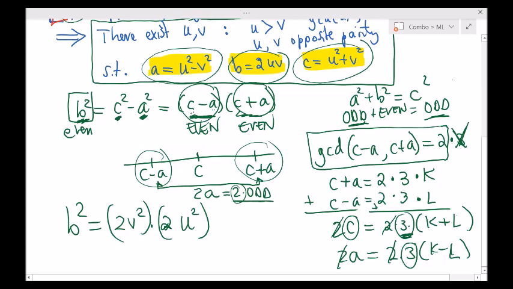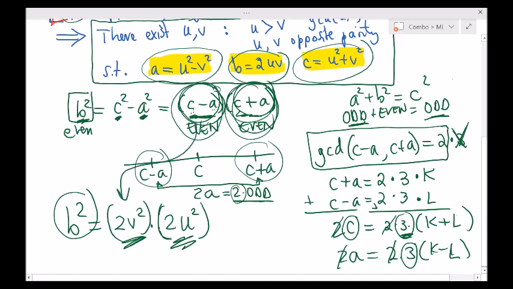Okay, so the proof, you can find the proof anywhere. Why does it have to be a square? Because obviously the left-hand side is a square, and because these two terms, C minus A and C plus A, don't have any common factor, so both of them themselves must be 2 times a square. So 2 times a square, 2 times a square. So from there, the parametrization is there.